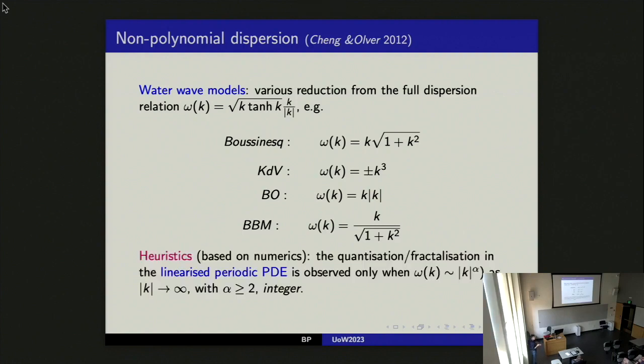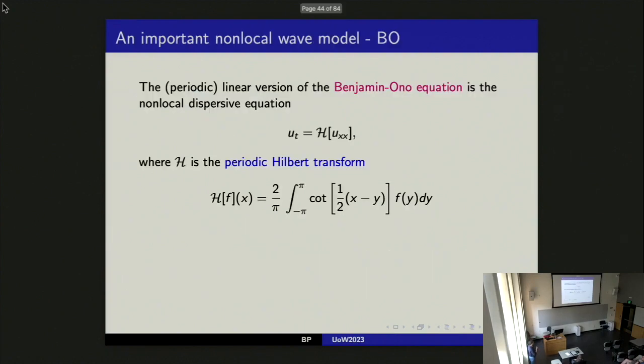And what he found heuristically, and this was purely based on the numerics, is that if you impose boundary conditions, look at the linear dispersion that these dispersion relations drive, you observe quantization and fractalization only if the dispersion relation is asymptotic to k to the alpha with alpha greater than or equal to 2. And in fact, he also makes throwaway remarks that alpha probably needs to be an integer, and I agree. I think it has to be an integer.